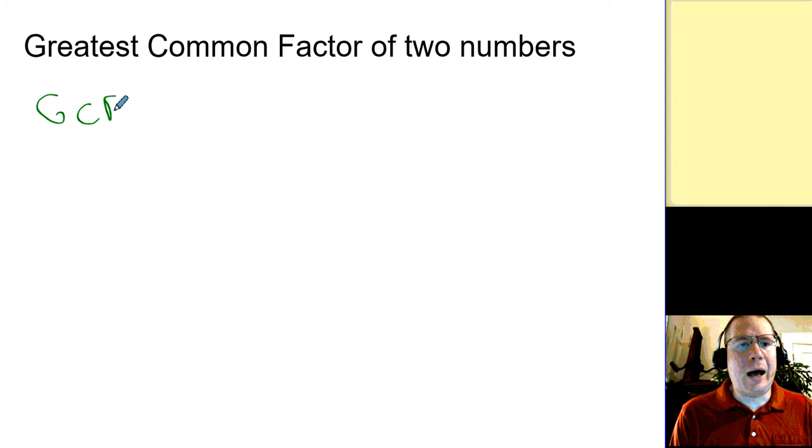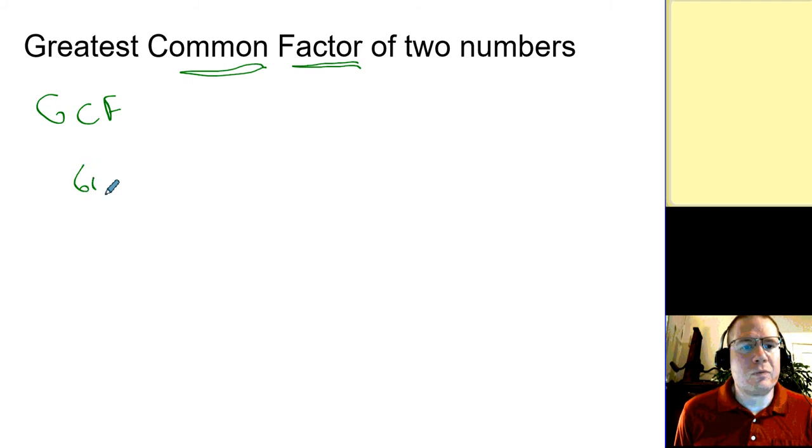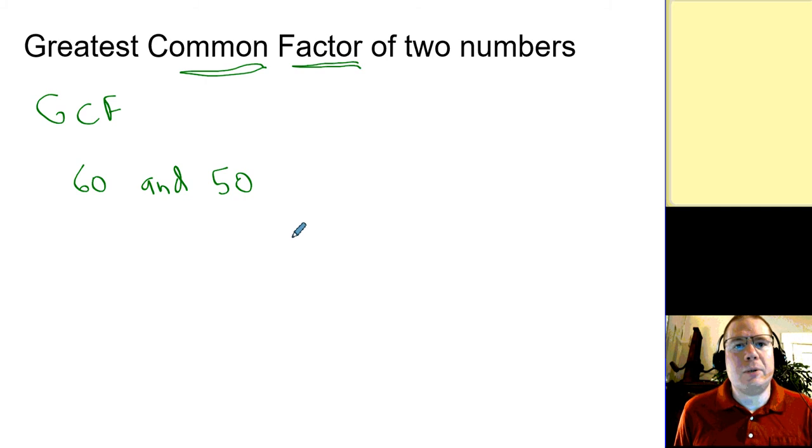I'm not writing a definition for this because it's self-explanatory. If we know what a factor is, then we know what a common factor is. If I'm looking at 60 and 50, I can think of the factors of 60 and the factors of 50 and see what they have in common.